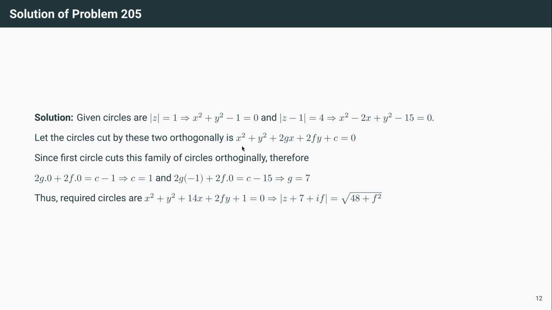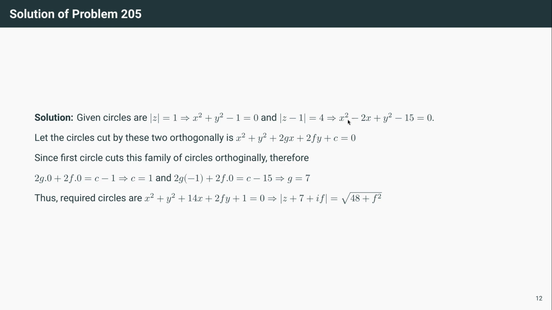So if you look at this equation, and since it cuts this guy, one of the equations would be that g is 0 and f is also 0, because at the point where they meet, the solution of these two equations should represent the point. So at that point, g would be 0 and f would be 0 and c would be minus 1, sorry, c would be 1.